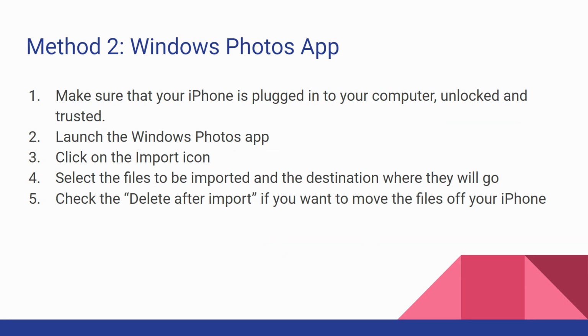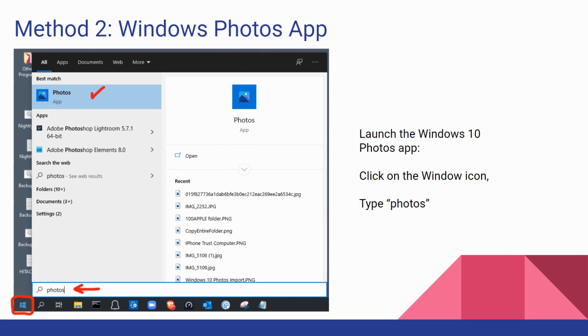Here's another way to get your photos copied or transferred to your computer from your iPhone. This method involves using the Windows 10 Photos app, which is part of the Windows 10 operating system. Your iPhone should be connected to your computer the same as before. Your iPhone should be unlocked and trusted by your computer. We are going to launch the Photos app and import photos and videos to your computer.